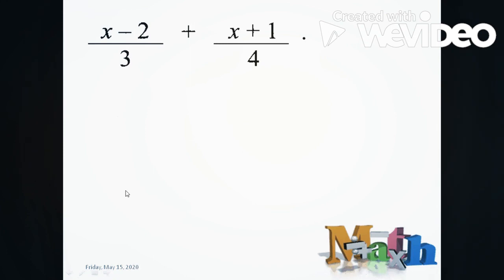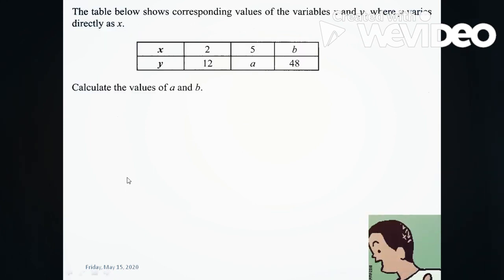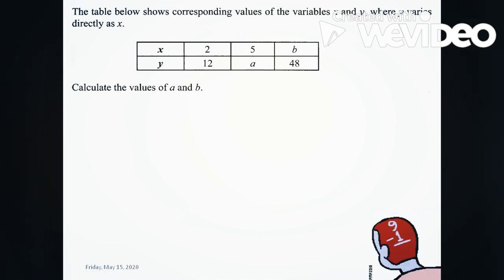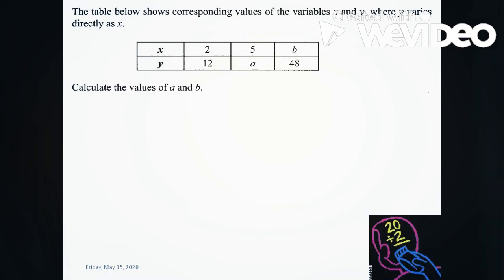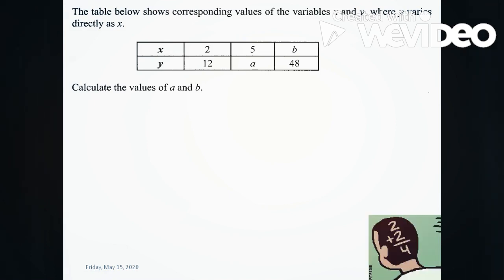All right, so we're going to move on to the other question. This question is a proportion question on variation. It says the table below shows corresponding values of the variables x and y, where y varies directly as x. Calculate the values of a and b.